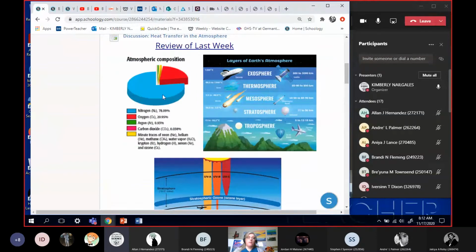First, we learned about the composition of the atmosphere last week, and that means all the chemicals that are in the atmosphere. All right, nitrogen is the most of it. Even though we breathe oxygen, we think it should be the most, but it's not. Oxygen's only 20%. The bulk is nitrogen.